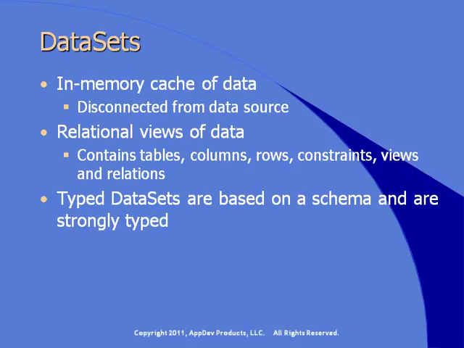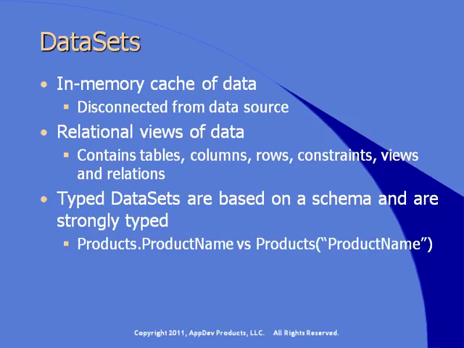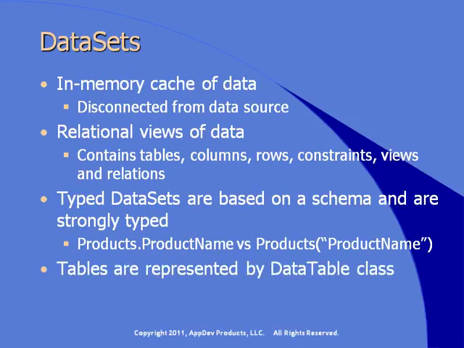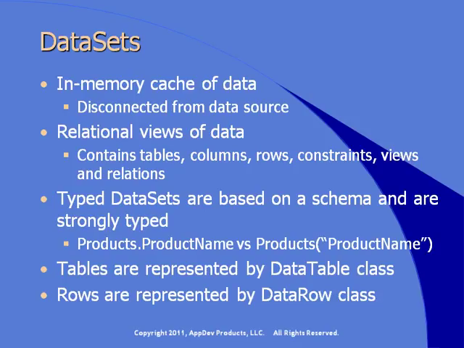And so the benefit of typed datasets is that they're strongly typed. If you want to refer to the product name column in the products table, you can say products.productName, and you'll see productName in IntelliSense. This makes it easier to type code, and there's no risk of misspelling the column name. In an untyped dataset, you'd say products, then in parentheses and in quotes the name of the column. And if you misspell the name of the column, that's a runtime error, not a design time error. Tables in a dataset are represented by the DataTable class, and rows are represented by the DataRow class.